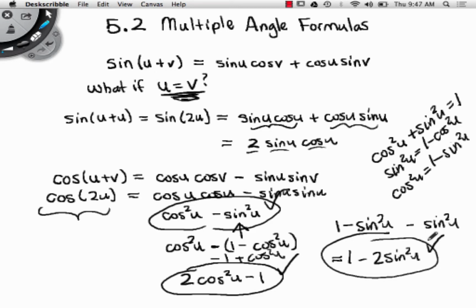They're all the same. Okay? They're all equivalent. They give you the same real number every time. So they're all equivalent. But you do need to know the 3 possibilities that you can get from cosine of 2u.